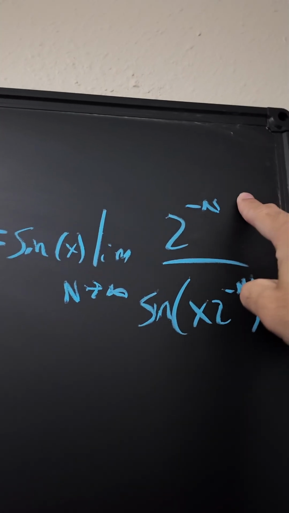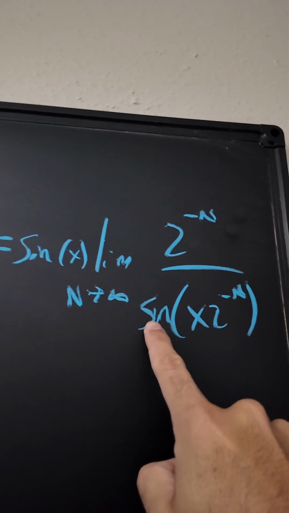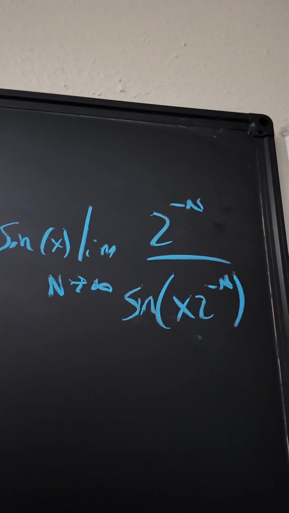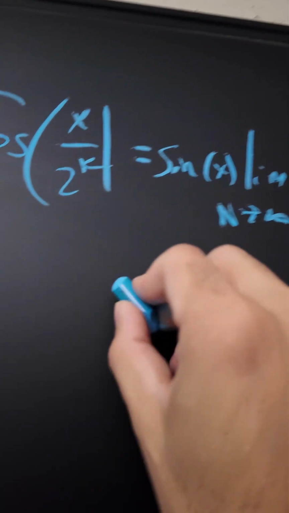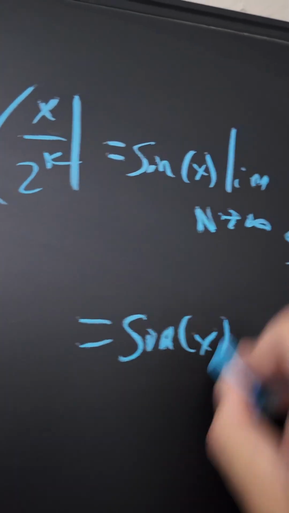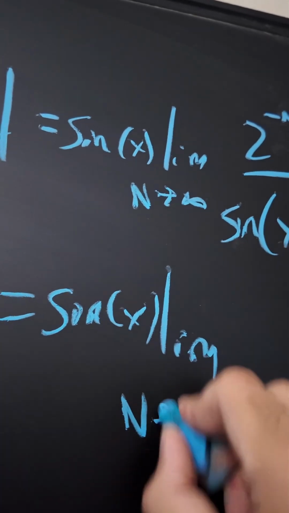So now, let's talk about what happens when you plug in infinity. We have 2 to the negative infinity, which is actually gonna be 0, and then we have sine of x times 2 to the negative infinity, which is also 0. So we have 0 over 0. So we can go ahead and use L'Hopital's rule. And now, as we use L'Hopital's rule, we have the limit as n approaches infinity.